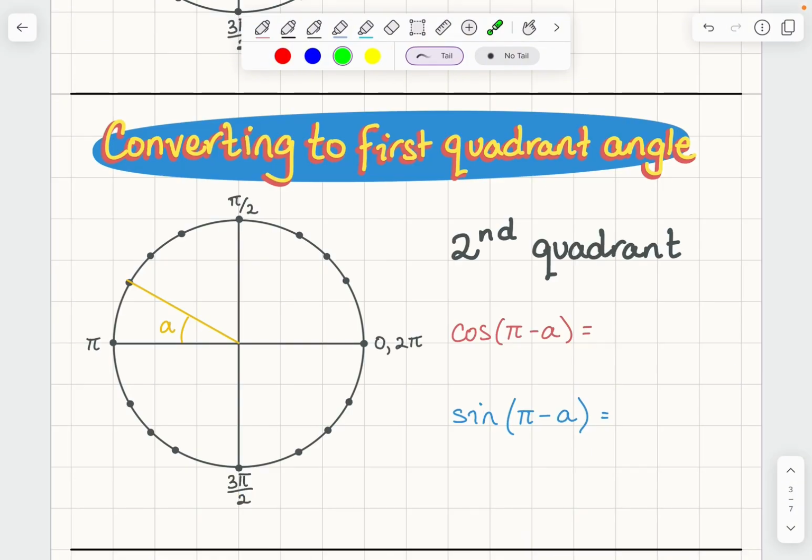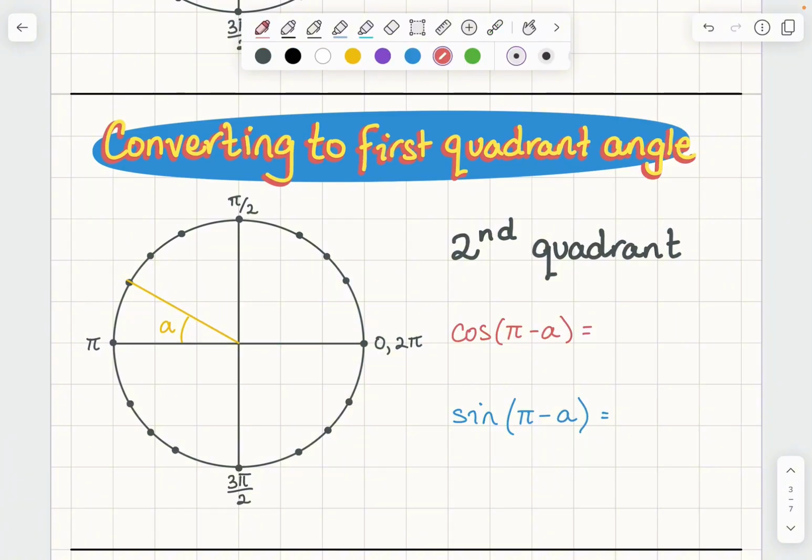We're now going to convert any angle in the second quadrant to a first quadrant angle. That way we can use our exact values. So let's suppose we've got some angle here and we're going to write it in this form as pi minus this small angle. But we're really deciding what is the cos value of this angle here.